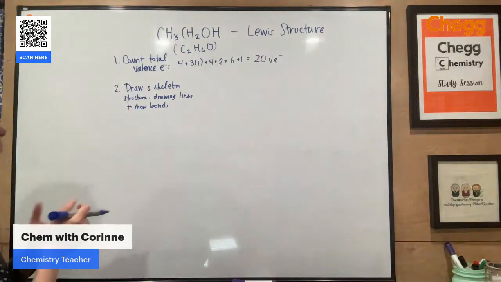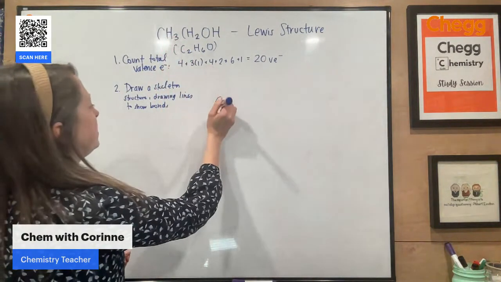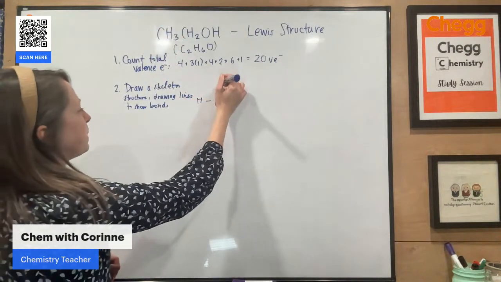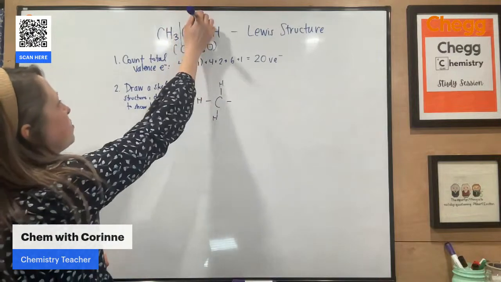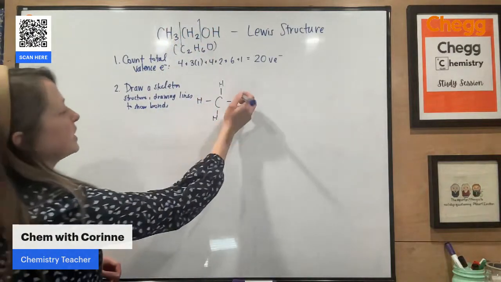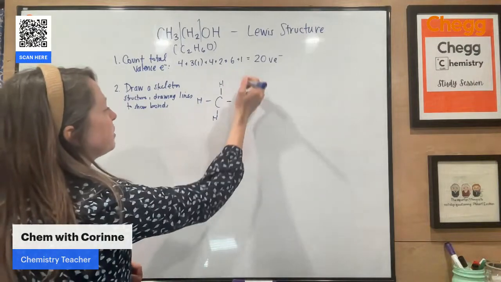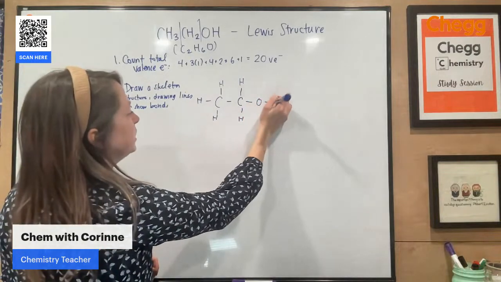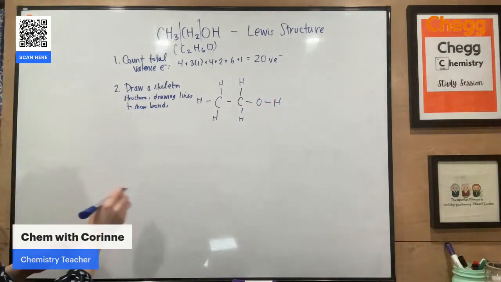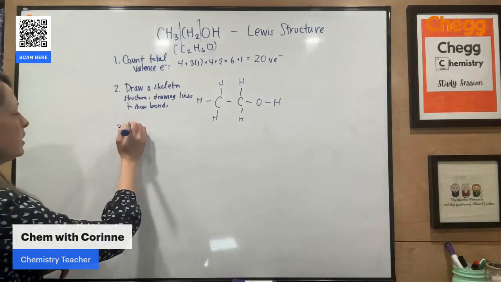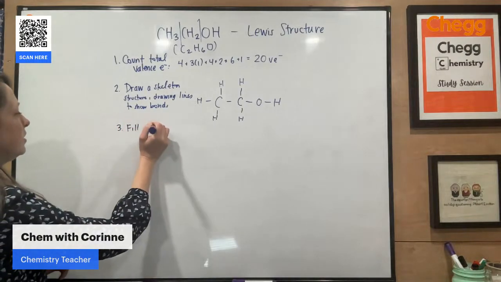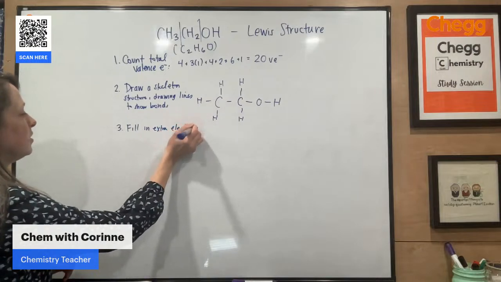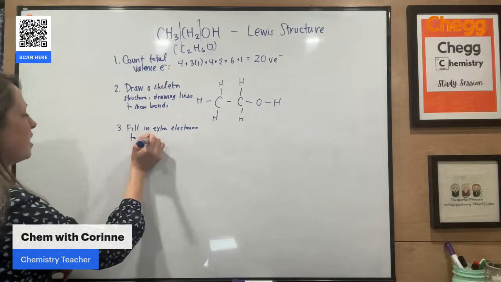So let's go ahead and just predict how this is going to look. I'm going to put carbon. Carbon is going to have 4 bonds. I'm going to put hydrogen at 3 of those spots. And again, this shows me what's going on here. Then that's going to connect to another carbon, which also is going to want to have 4 bonds. So I'm going to put in those 2 hydrogens. I'm going to put an oxygen and then a hydrogen. All right, step 3. Now that we've drawn that skeleton structure, fill in extra electrons to satisfy the octet rule.